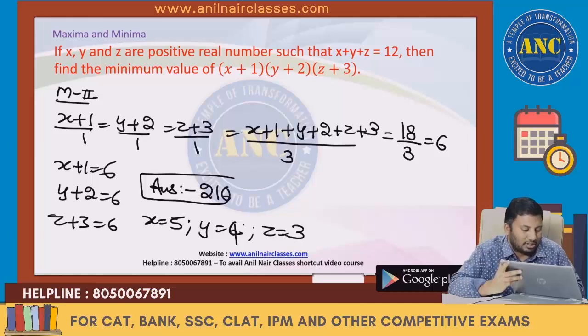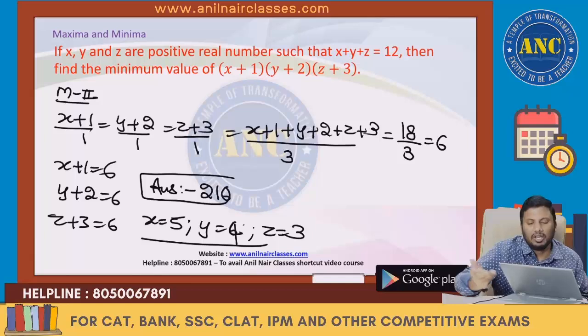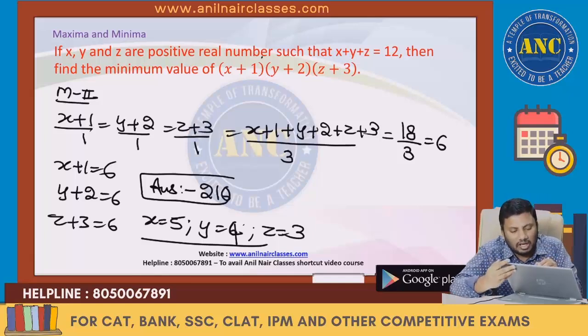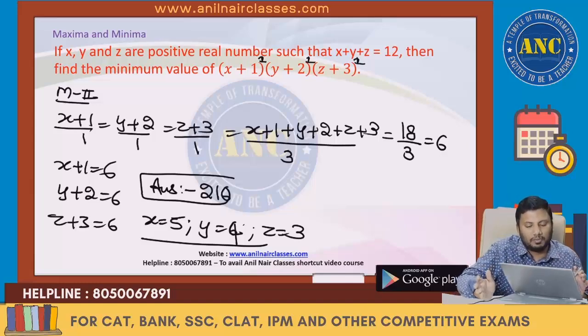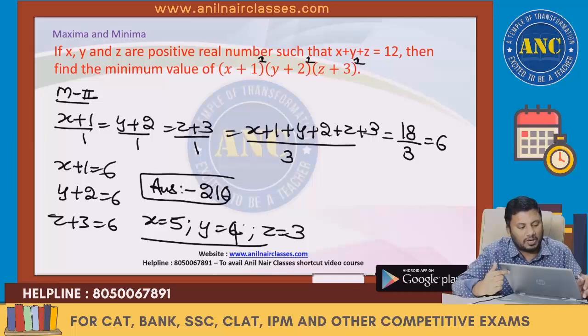I hope the idea is clear. You can take any method because it is of the form a power p, b power q, c power r. It is maximum when the sum of the bases is constant. (x plus 1) by 1, (y plus 2) by 1, (z plus 3) by 1, 18 by 3, 6.